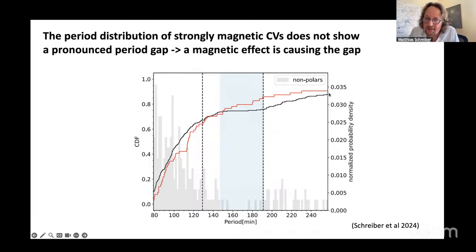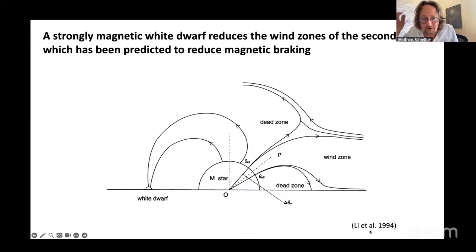If you now look at the red line, this is the same type of systems, but the white dwarf has a strong magnetic field, like hundreds of megagauss. So really strongly magnetic. And if you look at these systems, you don't see the period gap. It's just a continuous distribution. And actually, this was predicted by disrupted magnetic braking in the 90s. We have measured it only recently, but it was predicted a long time ago by Li et al.